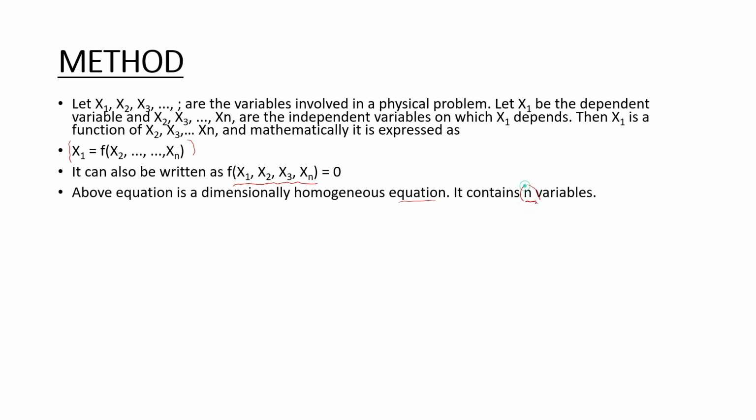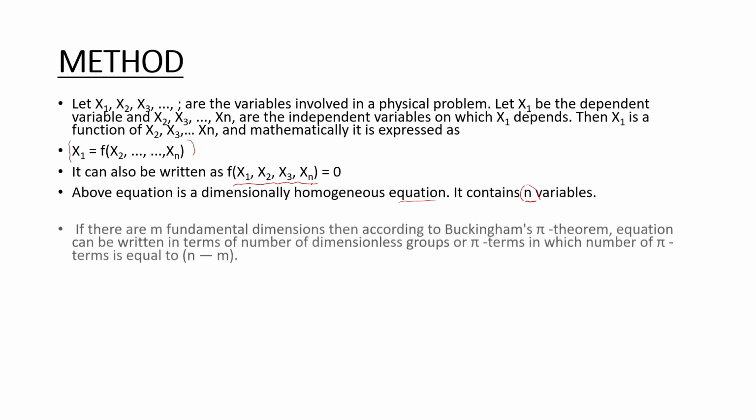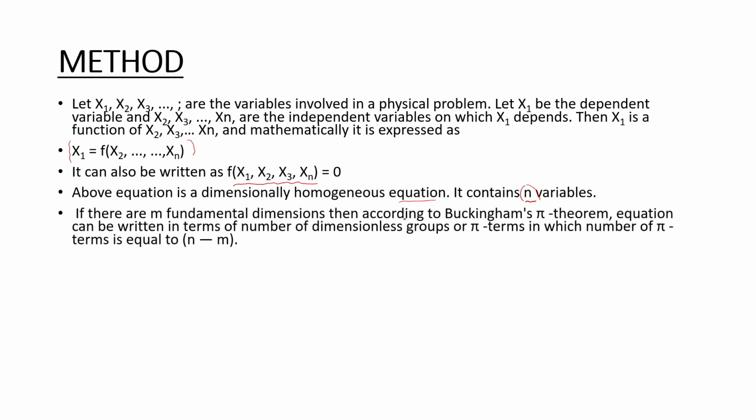So this physical phenomenon, this experiment, contains n variables. For example, you are doing an experiment and you know the number of variables, the variables which are involved in this physical phenomenon. So if there are m fundamental dimensions, see, if you take these n variables, and in these variables there are three fundamental dimensions, then according to Buckingham's pi theorem, the equation can be written in terms of a number of dimensionless groups or pi terms, in which the number of pi terms is equal to n minus m.